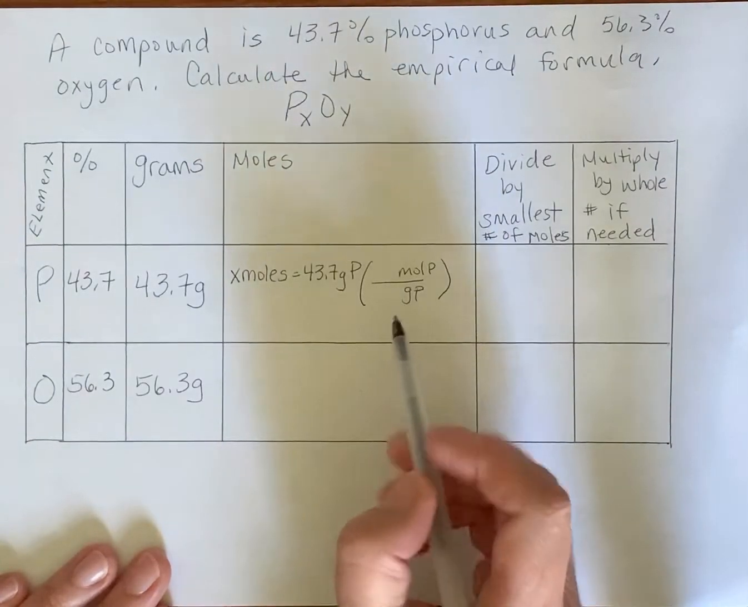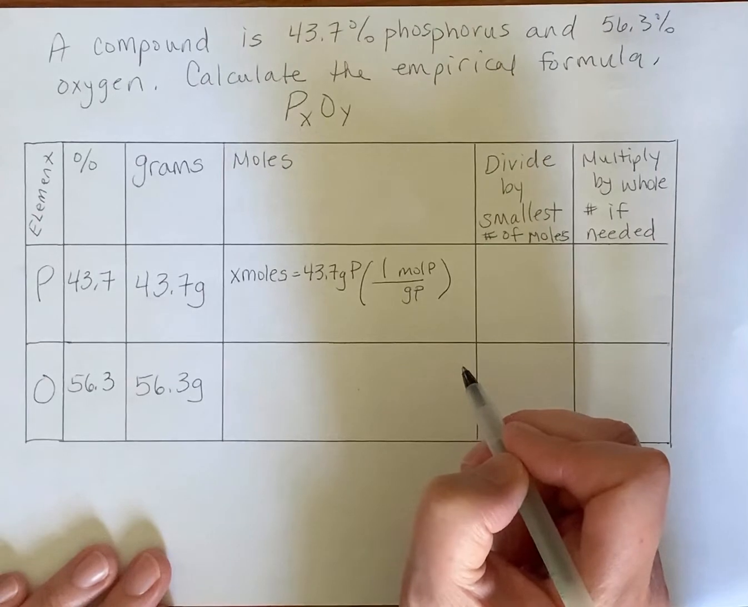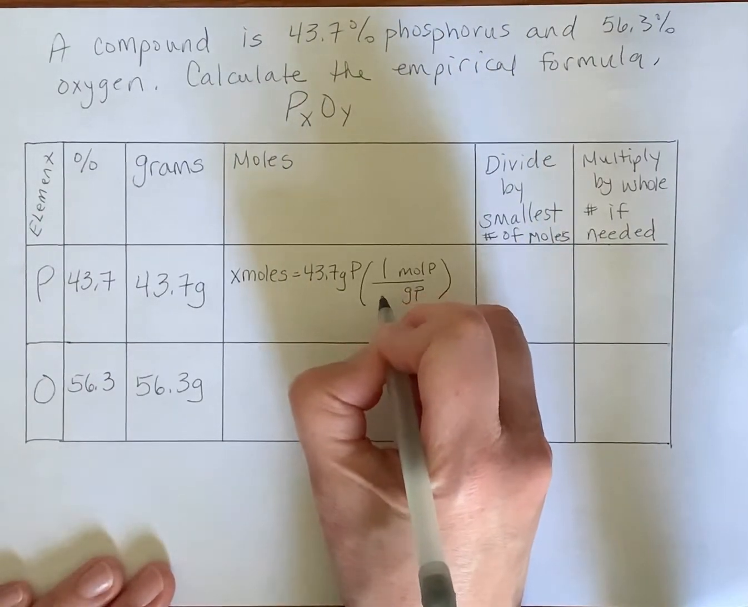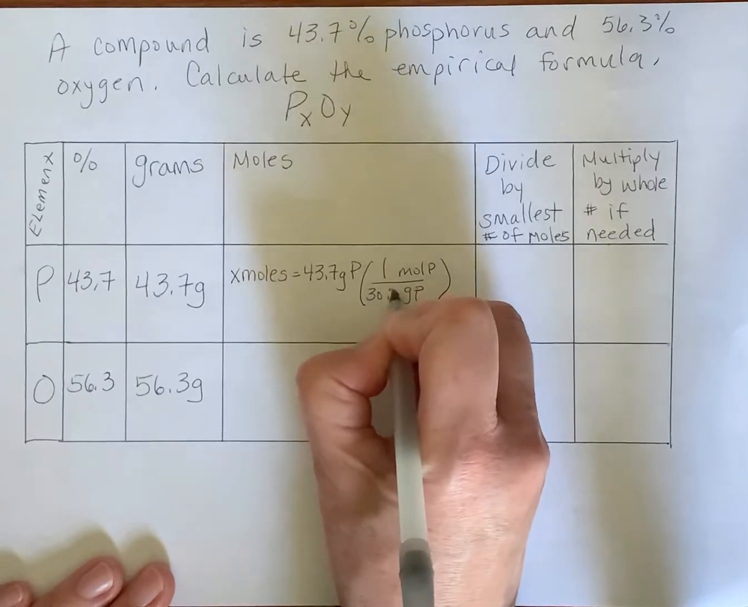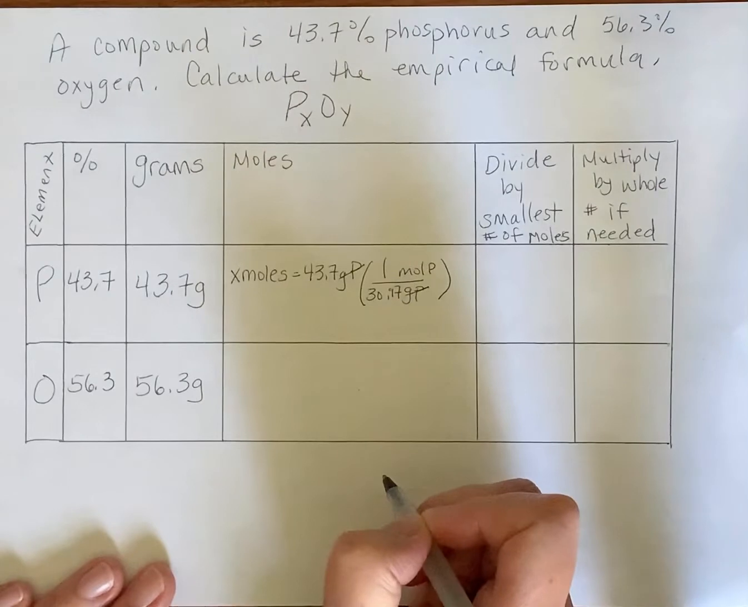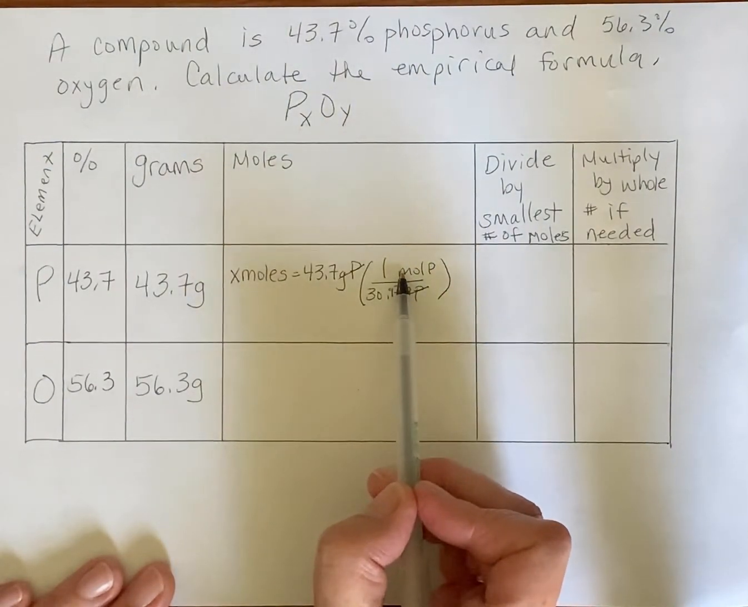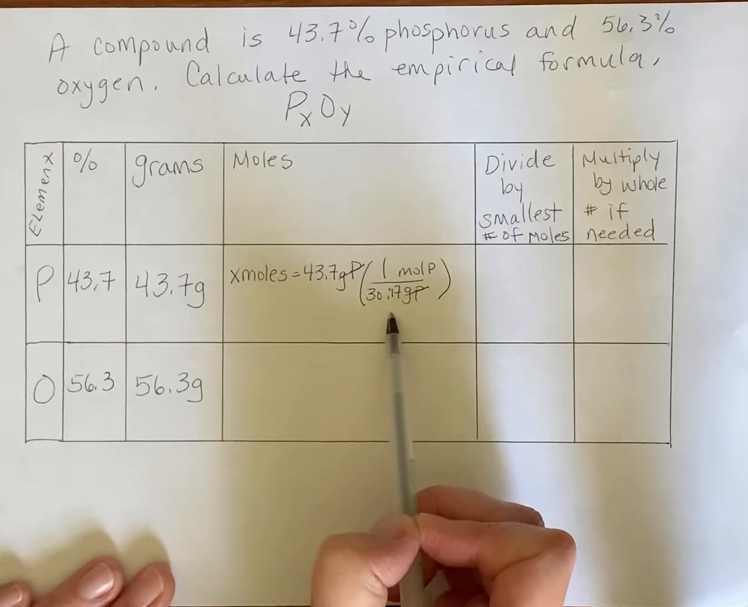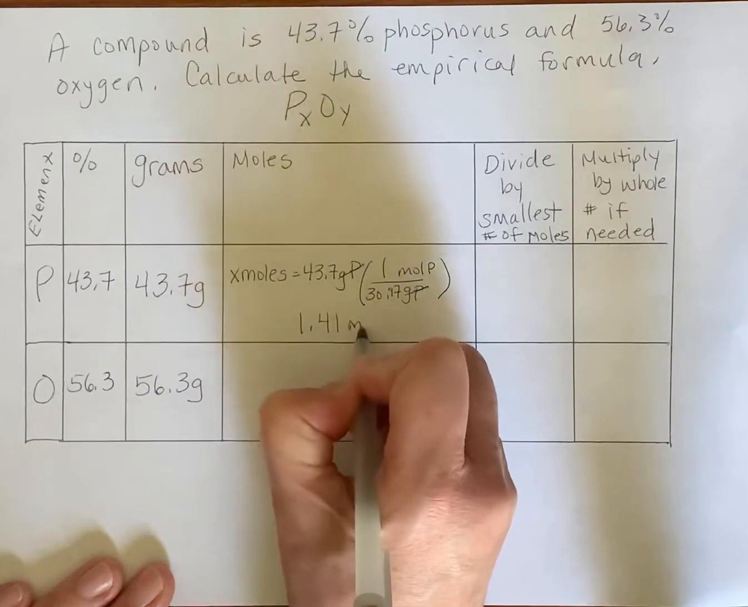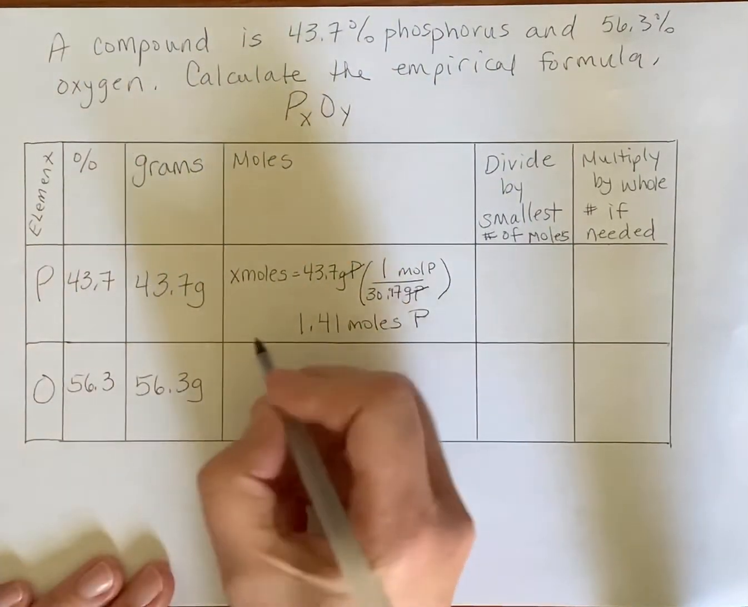What am I going to use? I'm going to use the conversion factor that 1 mole of phosphorus is equal to its molar mass, and the molar mass of phosphorus is 30.97 grams. Grams of phosphorus has canceled out. My answer is now in moles. I'm going to take 43.7, multiply it by 1, and then divide it by 30.97 to get 1.41 moles of phosphorus. I'm going to do the same thing with oxygen.